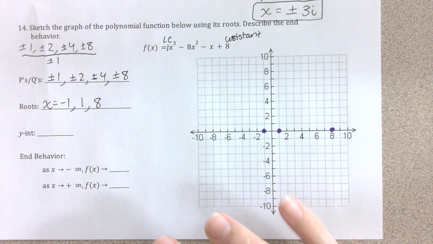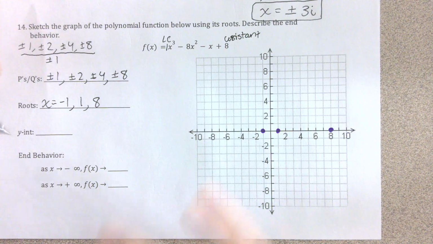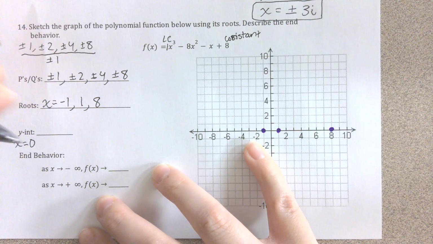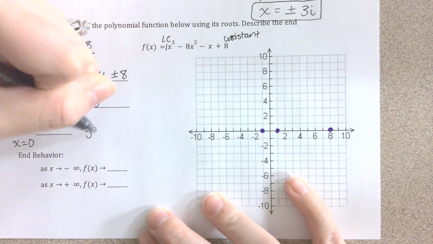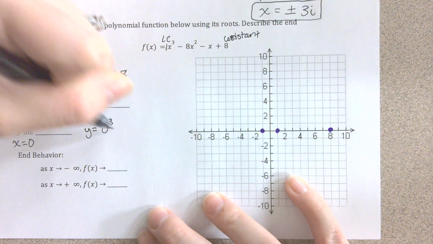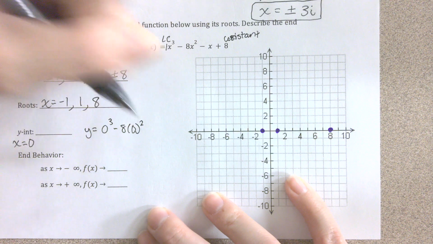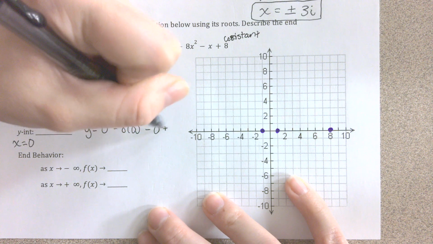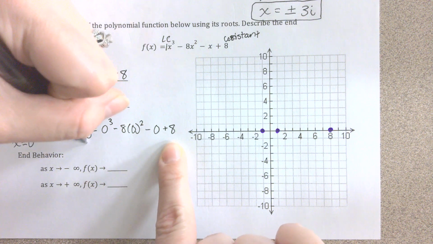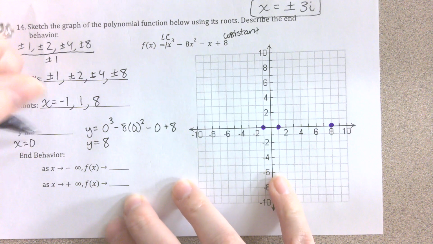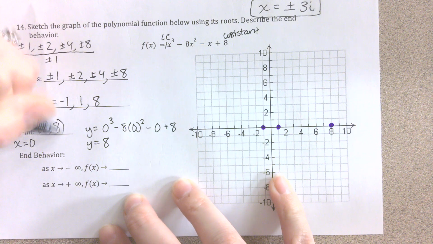Y-intercept, I'll do that one by hand, that's really easy. Remember, if we're looking for the y-intercept, that means x is 0. So just plug 0 in for all the x's. We have 0 cubed minus 8 times 0 squared minus 0 plus 8. So that gives us 0, 0, 0 plus 8. So 8. Our y-intercept is 0, 8.